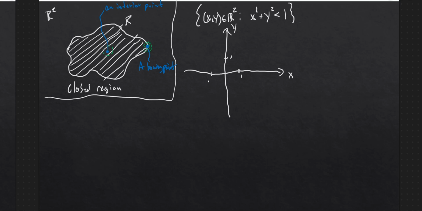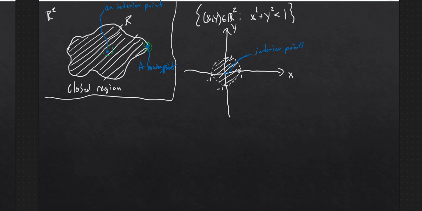1, 1, negative 1. So I should do a dotted line. My set doesn't contain those points. But everything inside is part of my region, right? So all the inside is there. All right, so now I can ask myself about boundary points and interior points. So something like the origin or over here, these would both be interior points. So it still contains a lot of interior points.